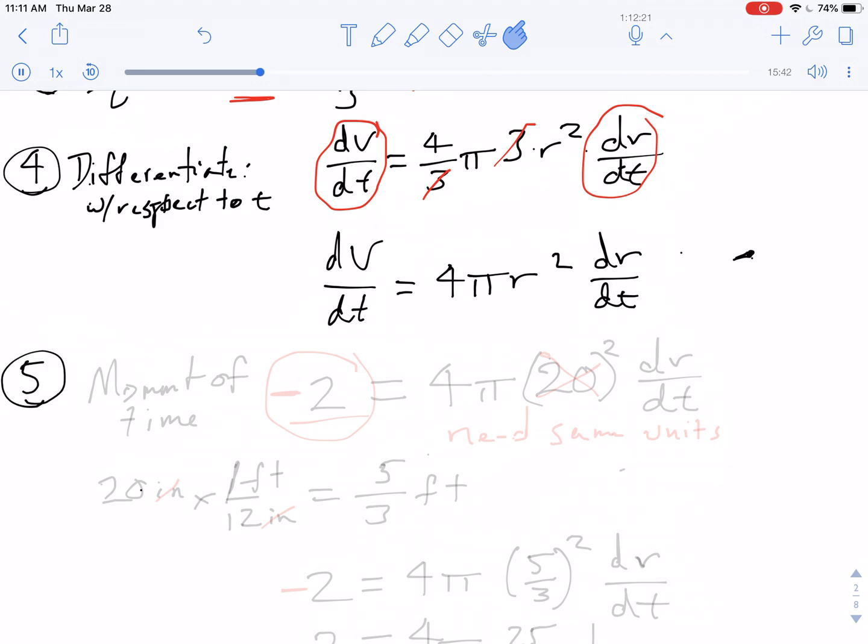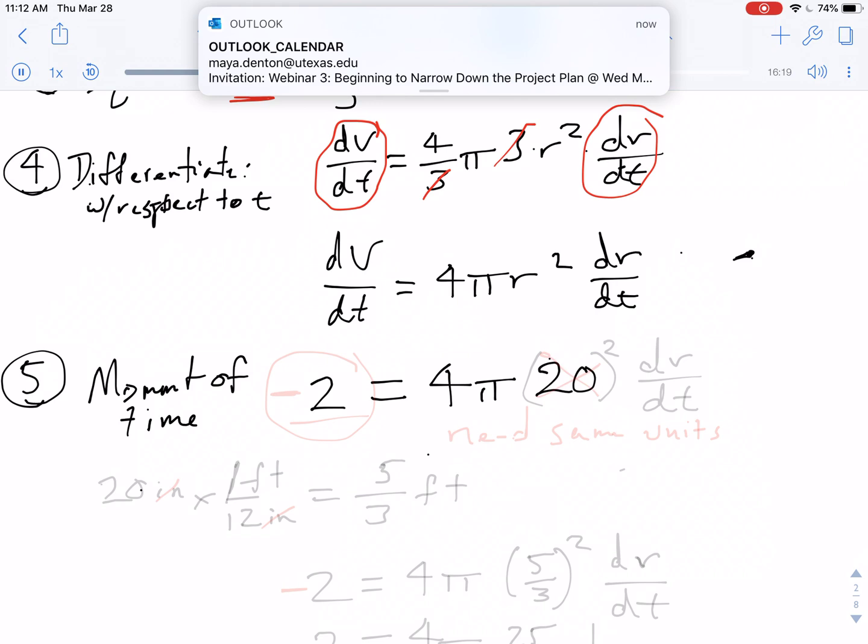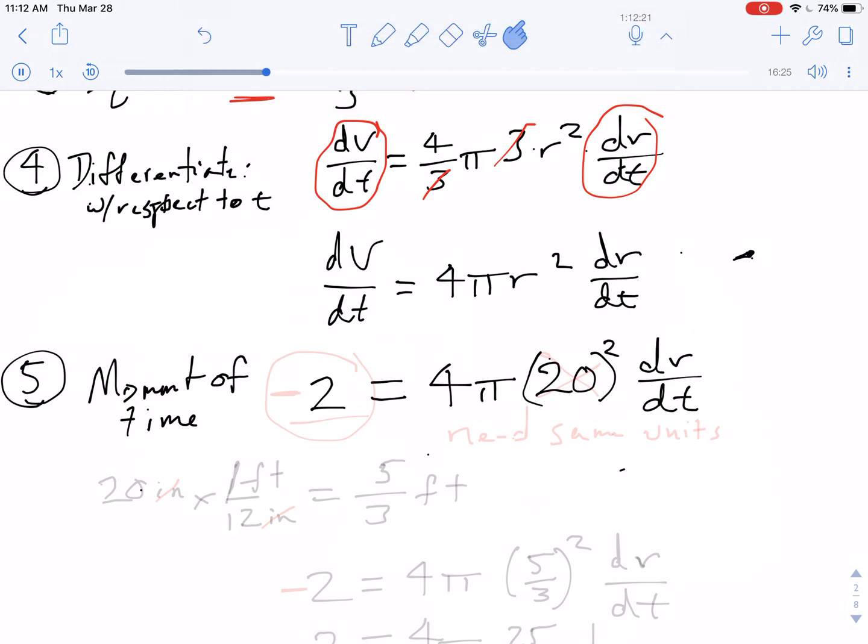Now I need the fifth step, which is the last step. We need the win, or what I like to call the moment of time. We are going to plug in everything that is occurring at the moment of time. At this particular moment, we know for a fact that dV/dt is given to us. It is 2 feet cubed per hour. We also know that the radius is 20 inches, so I guess I'll just plug in 20 inches into this. Wait a minute. There's a problem.